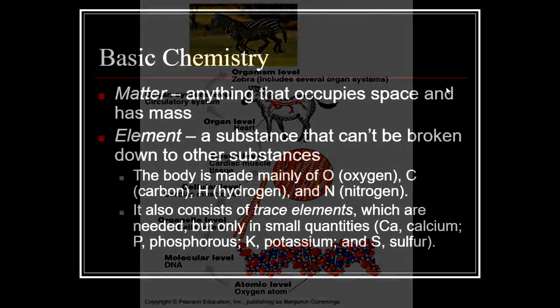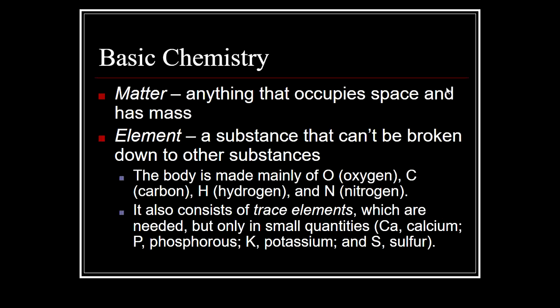So some basic chemistry definitions, of course, would be matter. Matter is anything that occupies space and has mass. And matter can be anything. One type of matter is the element. An element is basically a substance that you can't break down any further because if you do, it becomes something else. Now, in biology, we focus on a few of these elements, like the elements that make up our body.